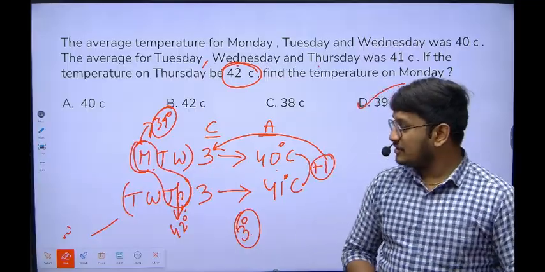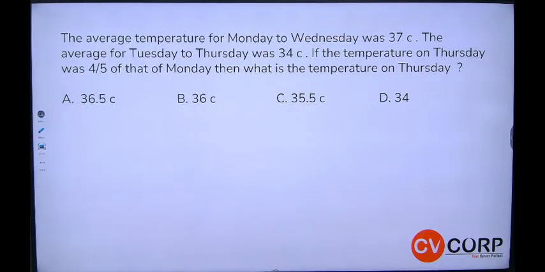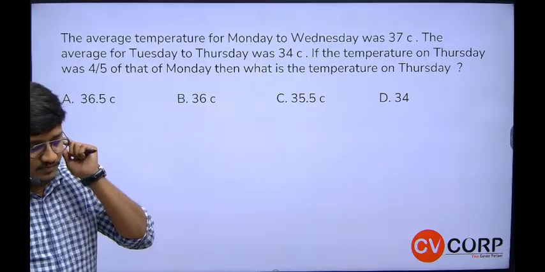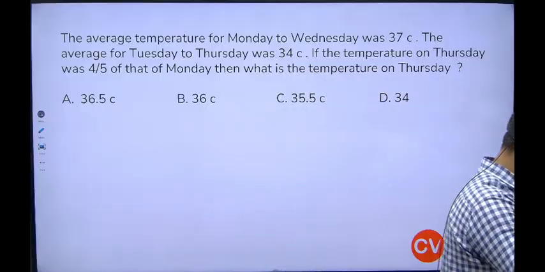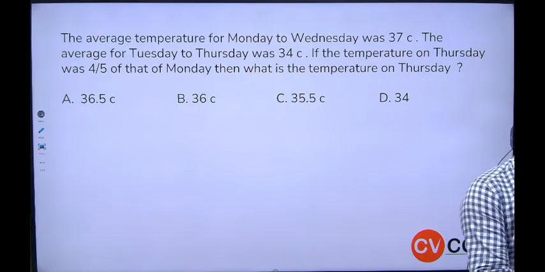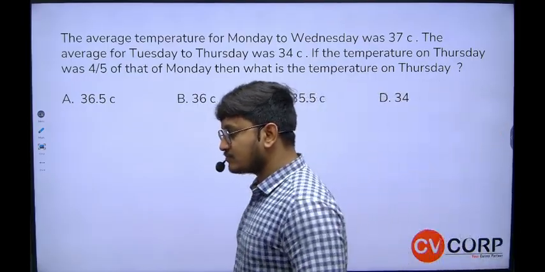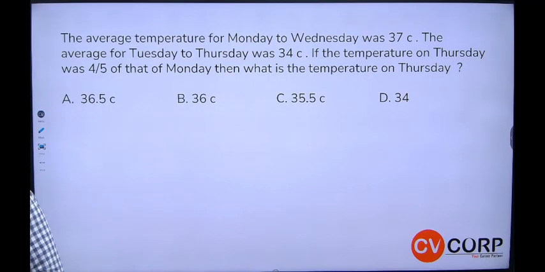Can you try solving this question? Next one. Almost a similar question, but only a small condition got changed. We'll see who will solve this.